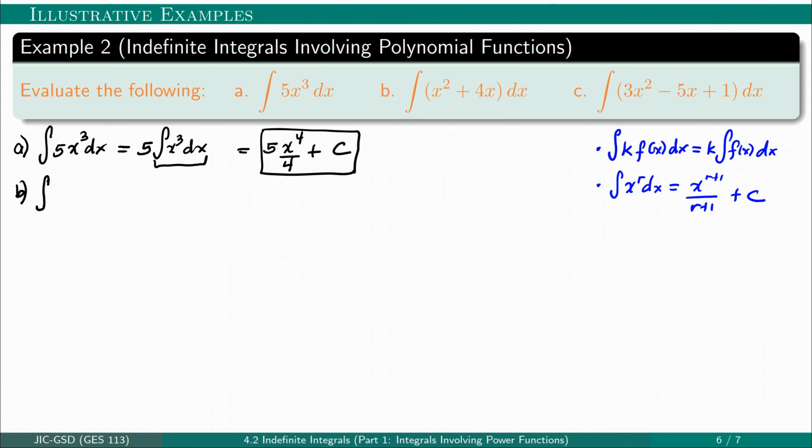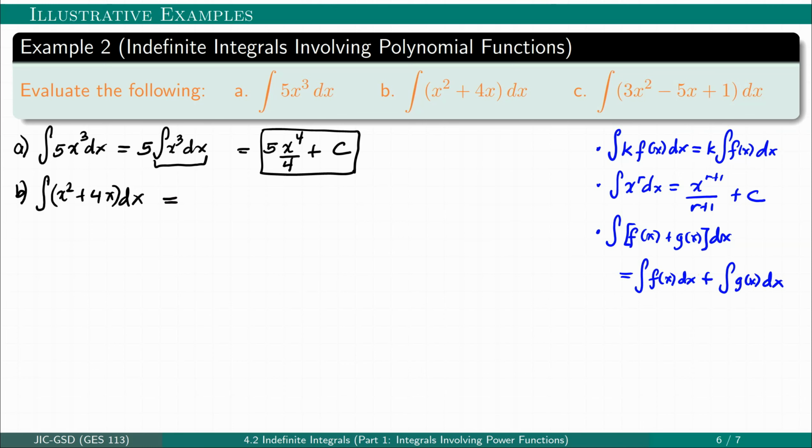For letter B, we have the integral of x squared plus 4x dx. For this example, we are going to use another rule, which says that if you're integrating the sum of two functions, f and g, with respect to the variable x, this will be the same as the integral of the first function, dx, plus the integral of the second function, dx. So we can rewrite this integral as the integral of x squared dx plus the integral of 4x dx.